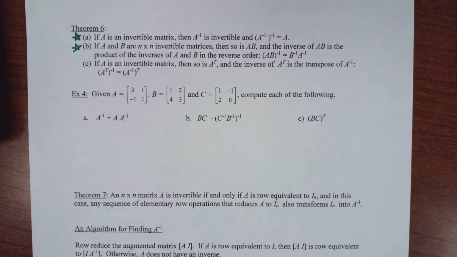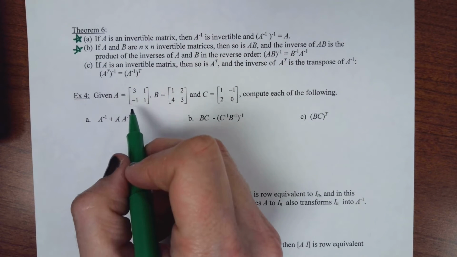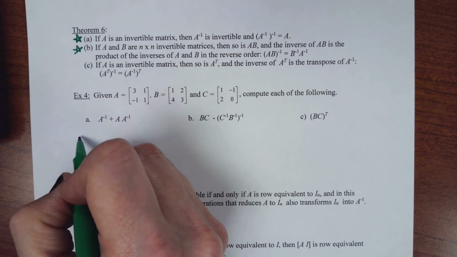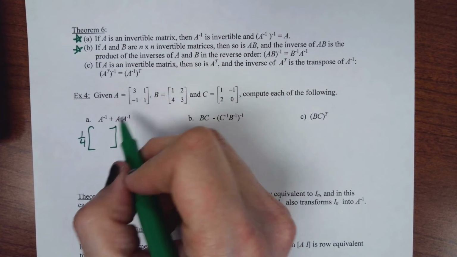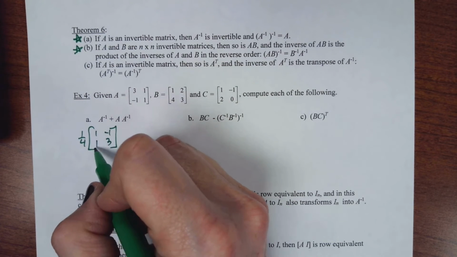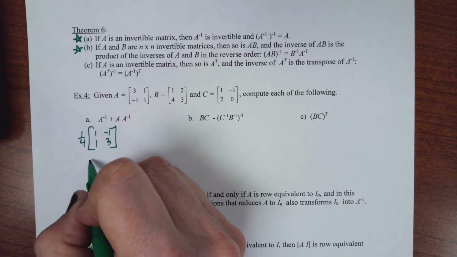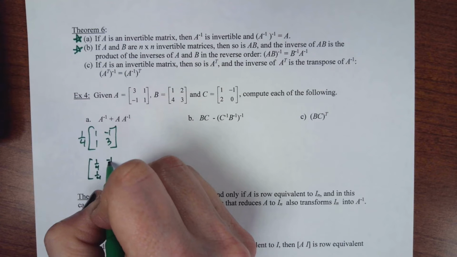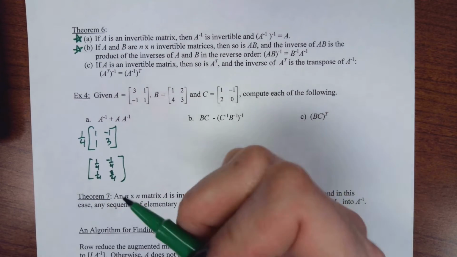So first of all, in letter A, I need the inverse of matrix A. So let's go ahead and do that. So the determinant will be 3 minus negative 1. So that'd be 4. So I have 1/4. And remember, I have to switch them around. So I switch these two, make these ones opposite, like negative 1 and positive 1. So my inverse right there is 1/4 times the matrix, which gives 1/4, 1/4, and negative 1/4 and 3/4, multiplying that. All right, so that's the inverse of A.